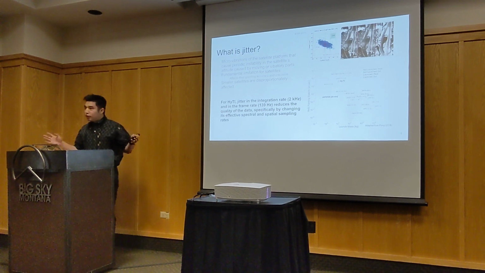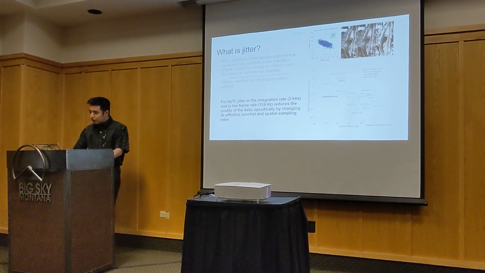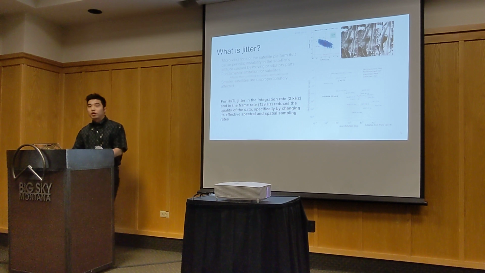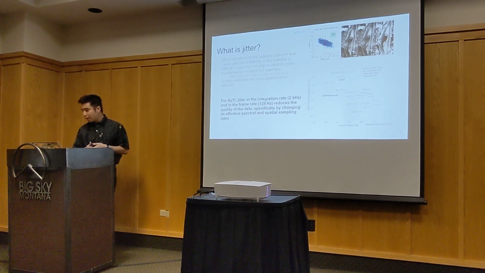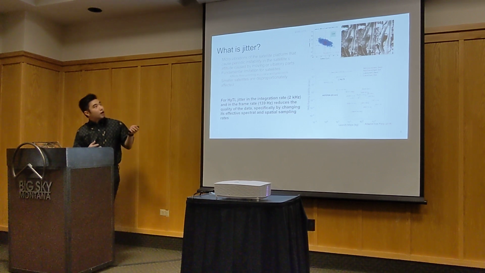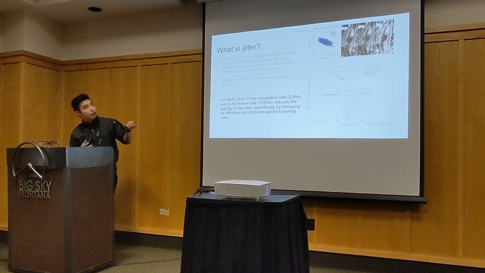And so, what is jitter for those of you who aren't familiar? Jitter are micro vibrations of the satellite platform that cause periodic instability in the satellite's attitude, and this is caused by moving or vibrating parts. And in this image, you can see the effects of jitter on imaging.